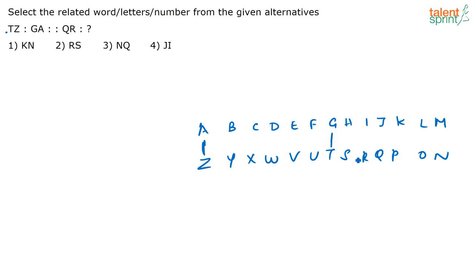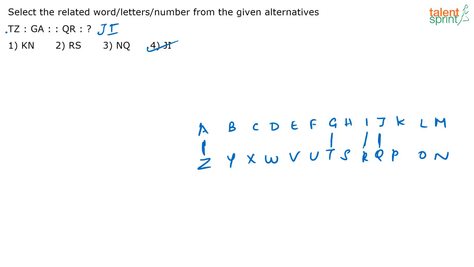See, when you look at the alphabets, G's position from the beginning is equivalent to T's position from the end. That's what it means, correct? Similarly, if you look at Z and A, A's position from the beginning is equal to Z's position from the end. So what will QR be coded as? Equivalent to Q will be J and equivalent to R is going to be I. So the answer here is going to be JI.